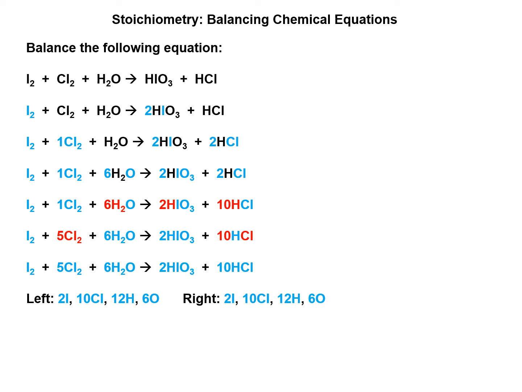The equation is now balanced with 2 iodides on both sides, 10 chlorines on both sides, 12 hydrogens on both sides, and 6 oxygens on both sides.